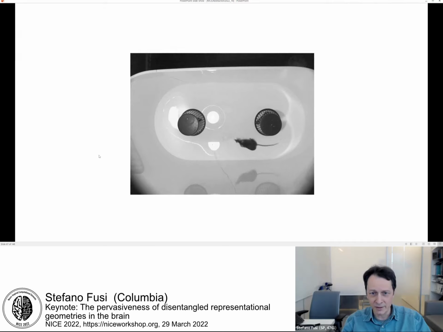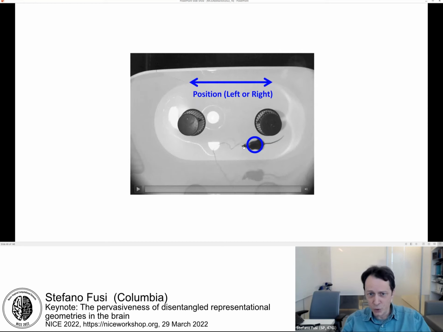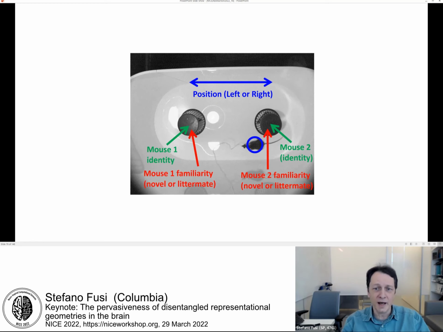So this is just to give you an idea. It's one of the many experiments that they did. They have a mouse running around in this arena, and there are 2 other mice under these wire cups, and they can interact with them. So there are a few variables here. Position, whether the animal that is moving around, where we are recording from, is on the right or on the left. It's interacting with the right mouse or the left mouse. There is the mouse identity under this wire cup, and the familiarity. And they tried all possible combinations. It's really a long series of experiments to reconstruct the representational geometry.